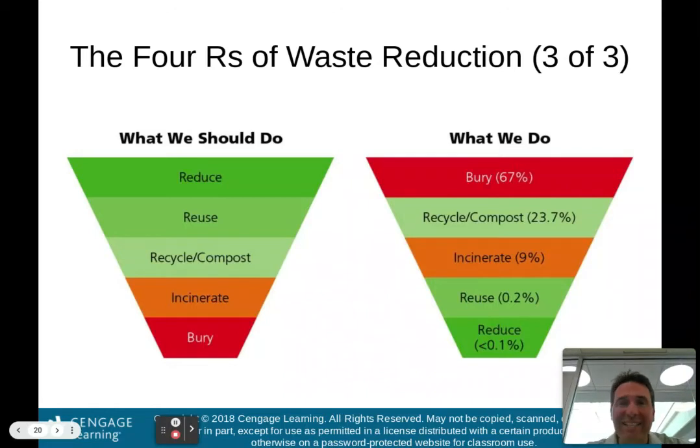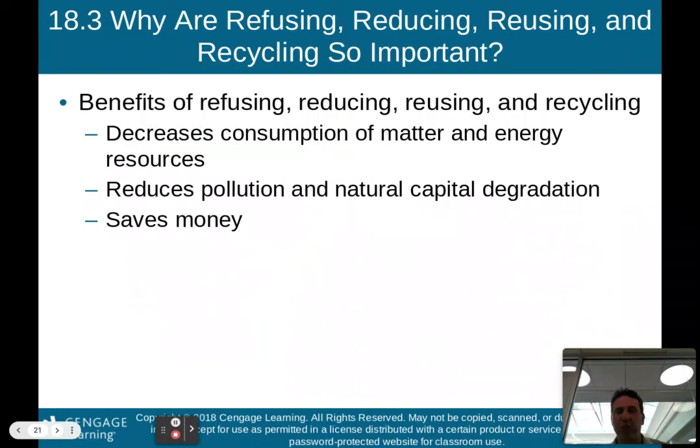We're burying 67% of our waste. We are recycling and composting 23.7%, so that's good, but you'll notice we incinerate 9%, we only reuse 0.2%, and we're only reducing our use by under 0.1%. So obviously, we need to kind of flip the triangle almost on its end. Flip it, and that's what we need to be doing. So understand, left is what we should do, right is what we're actually doing, and as you can tell, we're really not doing what we should be doing when it comes to reducing waste.